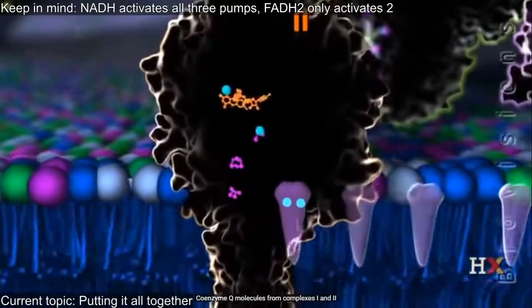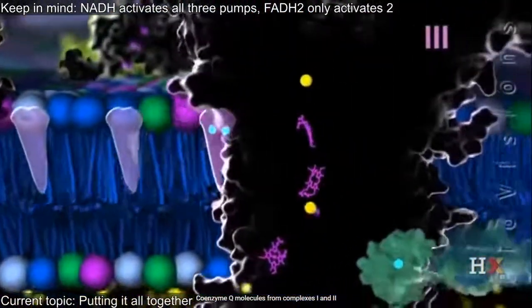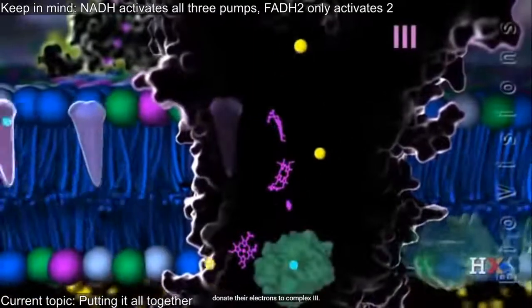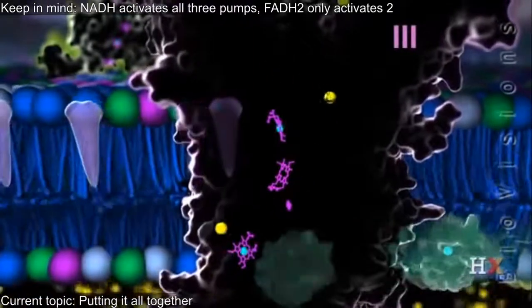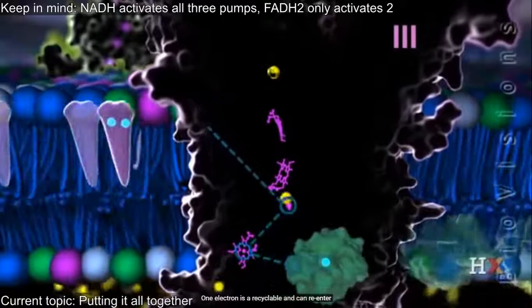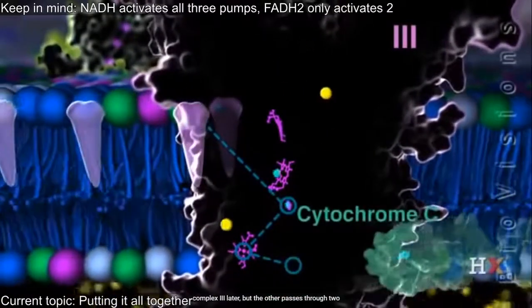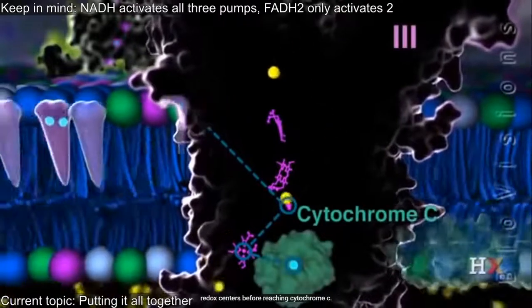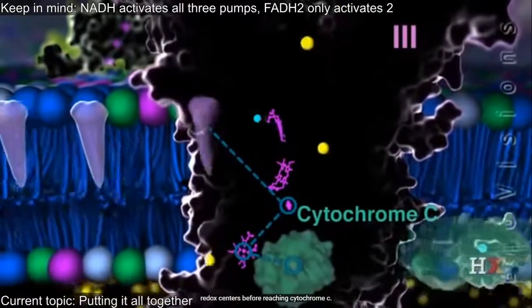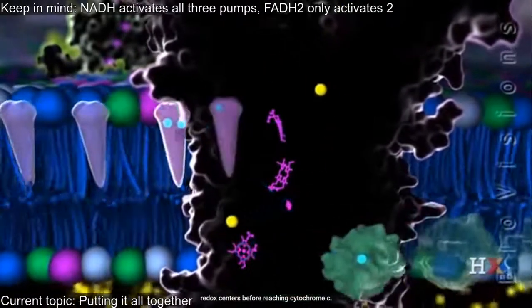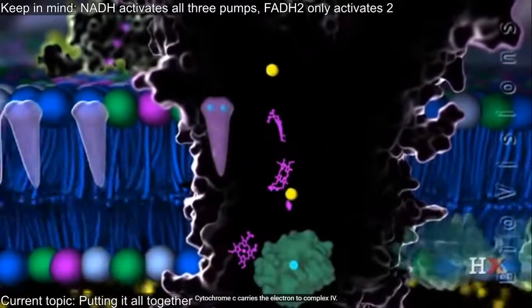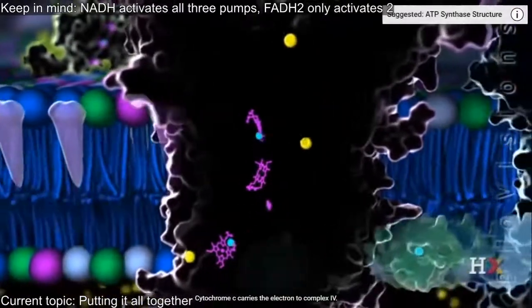Coenzyme Q molecules from complexes 1 and 2 donate their electrons to complex 3. One electron is recyclable and can re-enter complex 3 later, but the other passes through 2 redox centers before reaching cytochrome C. Cytochrome C carries the electron to complex 4.